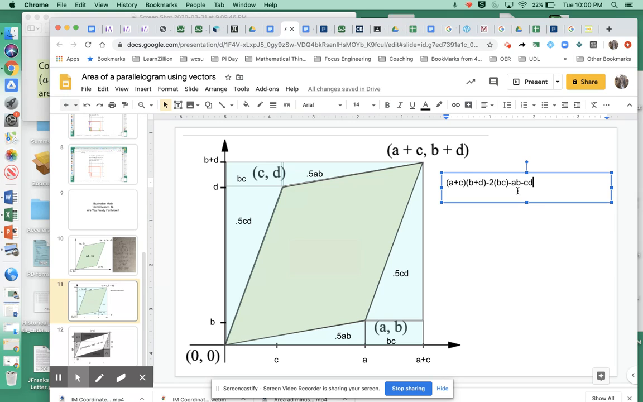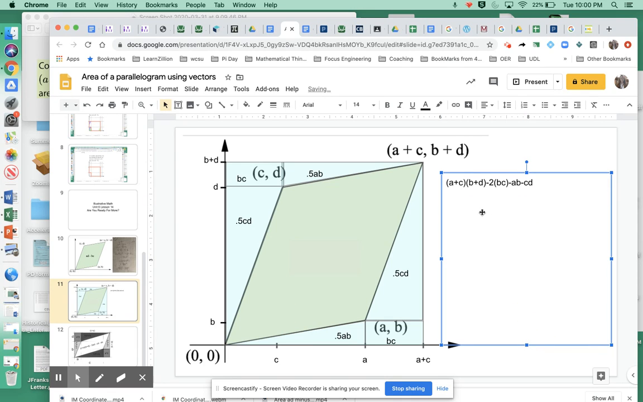So what I end up getting when I distribute this right here is AB plus AD plus CB plus CD, still minus 2 BC minus AB minus CD. And I can start to look at what cancels.